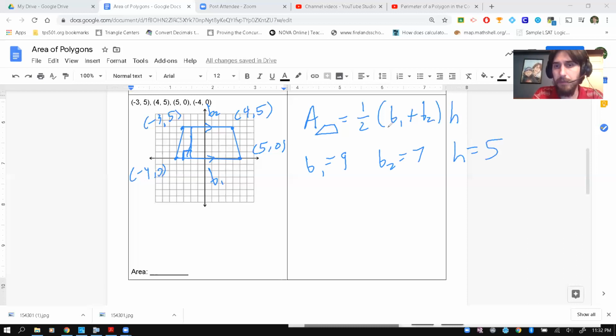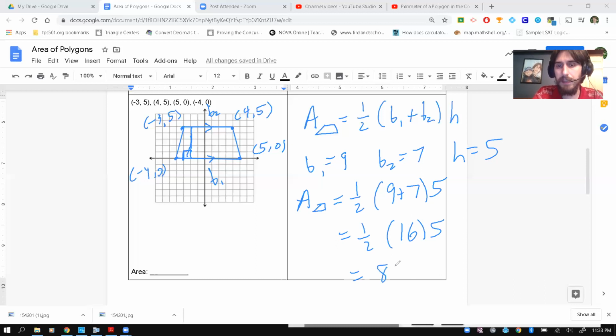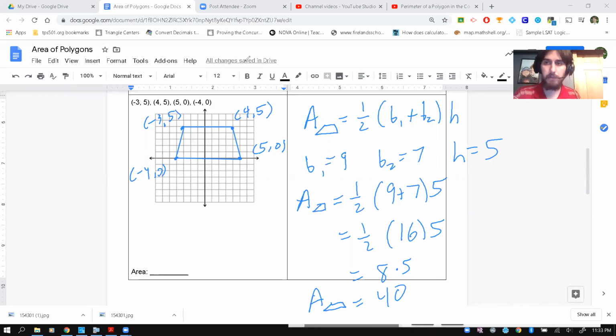So if I plug those three numbers into my formula here, I would get that the area of my trapezoid is 1/2 of 9 plus 7 times 5, which is the same thing as 9 plus 7 is 16 times 5. 1/2 of 16 is 8 times 5 is 40 units squared. Okay, that's great if you are able to look up the formula or if you have the formula memorized. But let's say for some reason you aren't able to look it up and you don't have it memorized. Like, for example, you're taking the ACT and it just blanks for you.